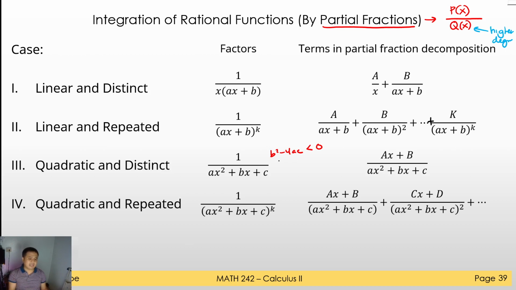So if you have a quadratic and then repeated, similar with linear to linear distinct to linear repeated, the same goes with quadratic distinct and quadratic repeated process. If you have here an exponent k, you have to repeat that, no? So assuming that k is a positive integer, this will be raised to 1, raised to 2, and so on. Okay? So that's it. So I'll just show you an example so that you will have a great idea what I am talking about.